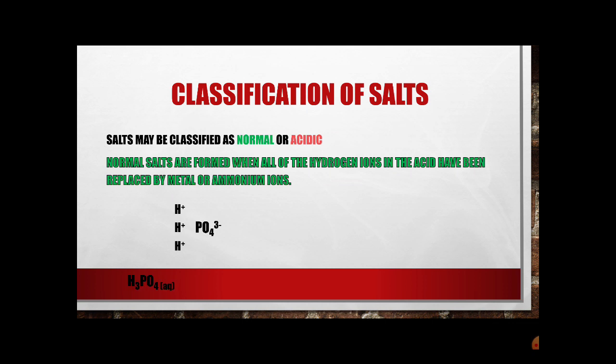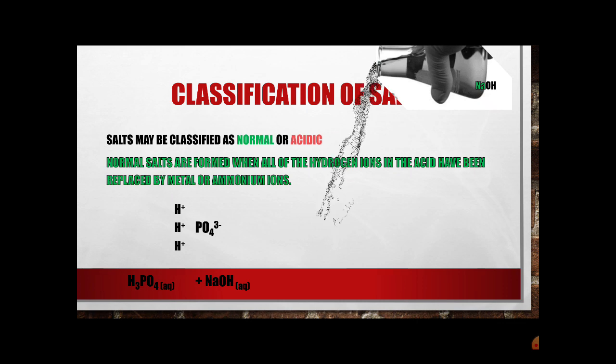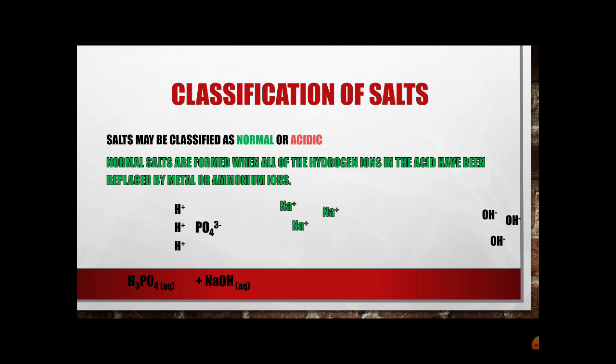Phosphoric acid has 3 protons, or we can say it is tribasic. If we react phosphoric acid with sodium hydroxide, the sodium ions will replace the hydrogen ions. If all 3 protons are replaced, the salt formed is said to be normal, and its formula would be Na3PO4. We know acids and bases react to form salt and water, so the other product is, of course, water.